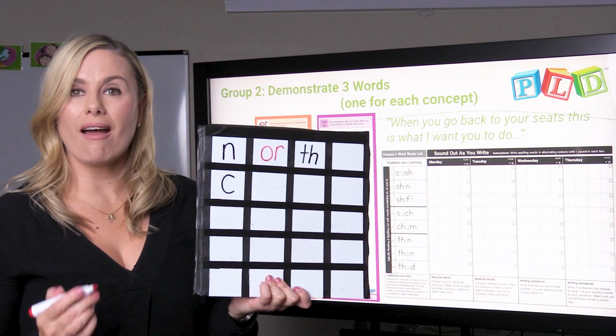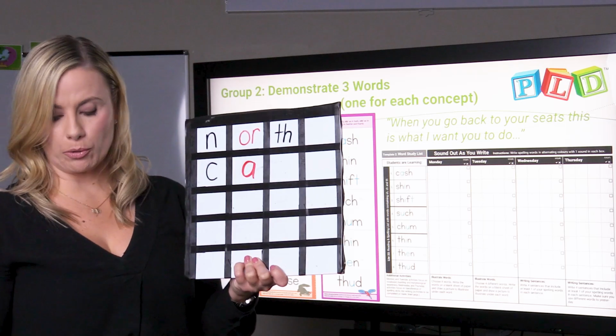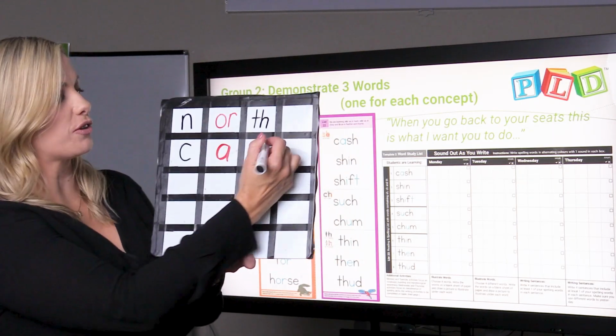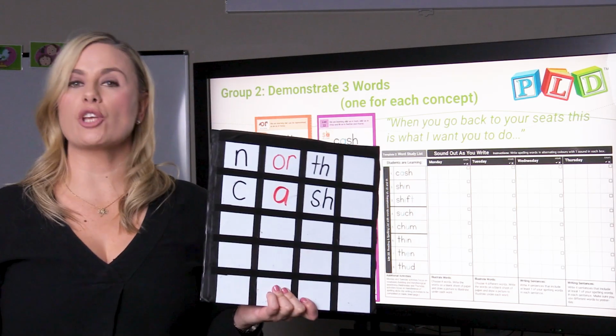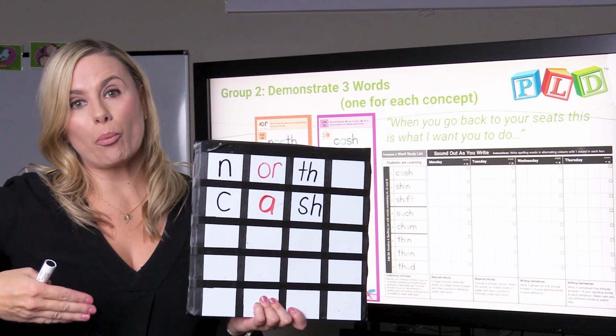What's my next sound? Ah. Sound and write ah into my second sound box. Now we're looking at our digraph sound, sh. Sound and write sh into your third sound box. Shh. We've also been looking at the digraph sound ch as in chop.